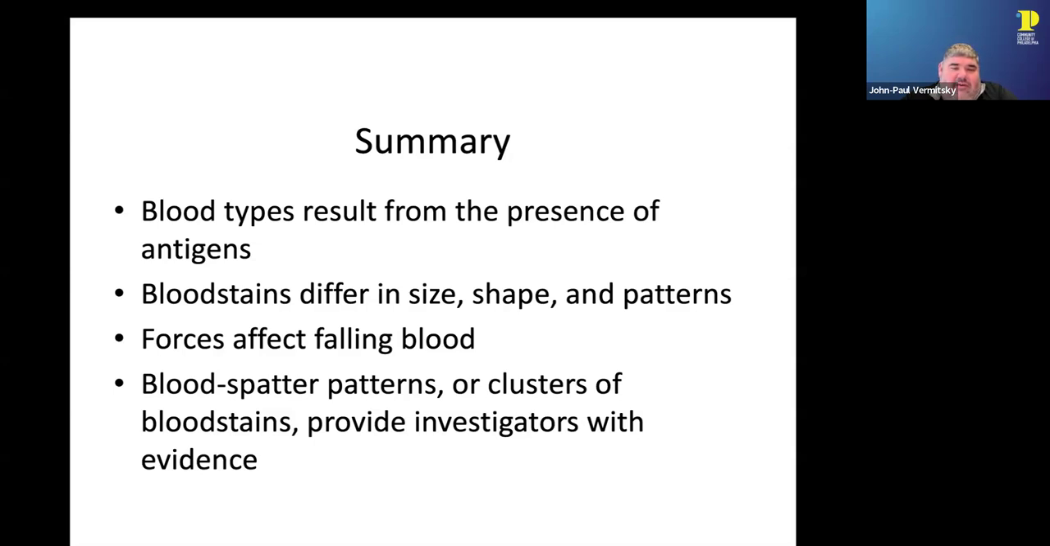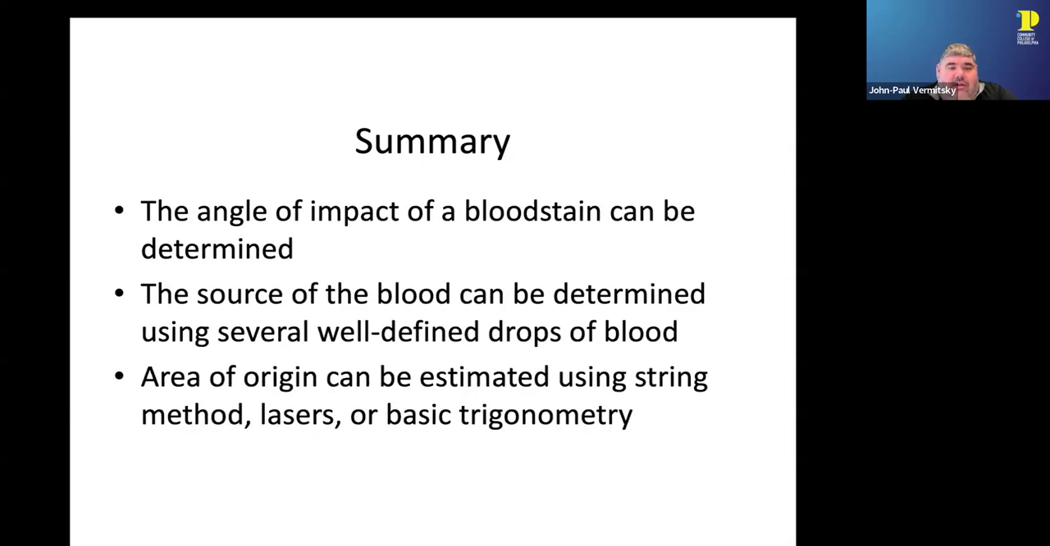Forces can affect the falling of blood, and blood splatter patterns or clusters of blood stains provide investigators with evidence. The angle of impact of a blood stain can be determined. The source of the blood can be determined using several well-defined drops of blood. And the area of origin can be estimated using the string method, lasers, and basic trigonometry. The basic trigonometry is just math to figure out some of this stuff.